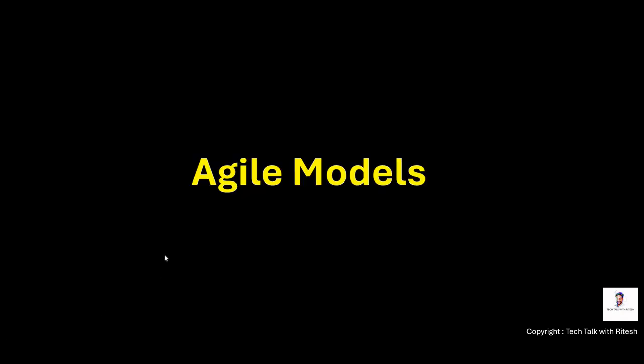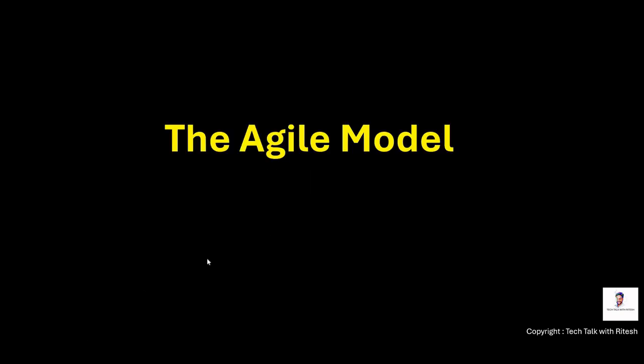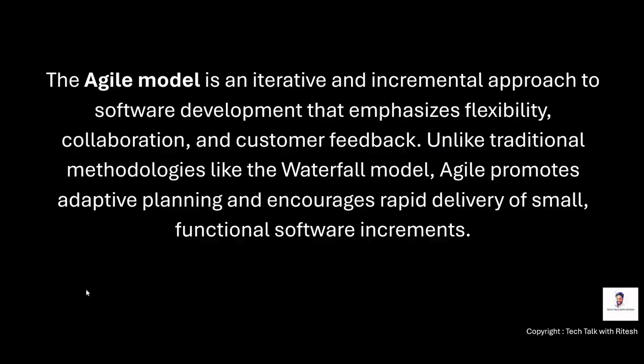Now, we covered the three traditional models. Now we are going to learn the agile models. So let's cover them: we have the agile model, DevOps model, and RAD model. First one is the agile model. So okay, this term agile.